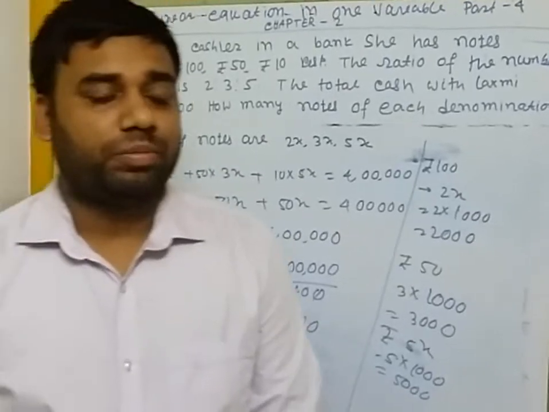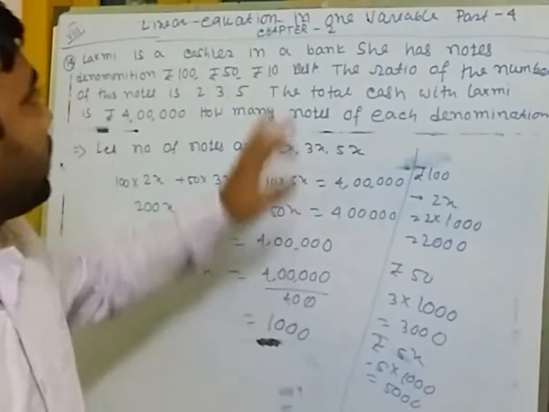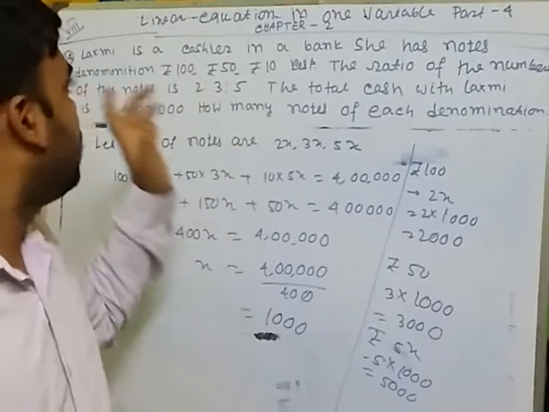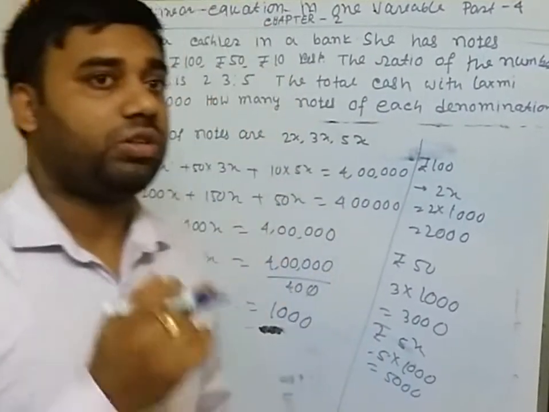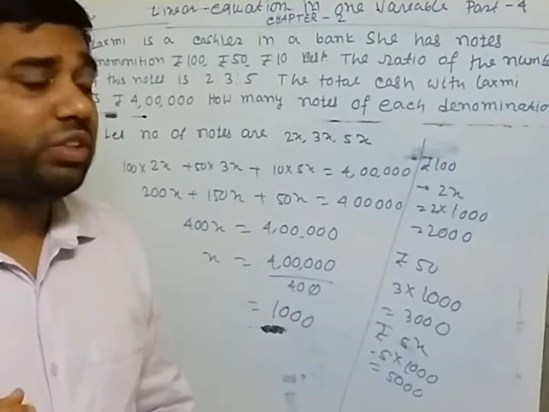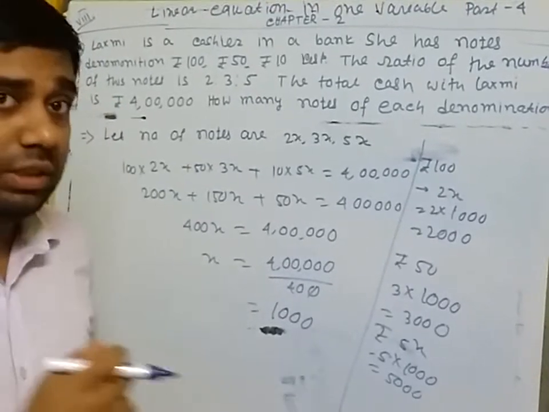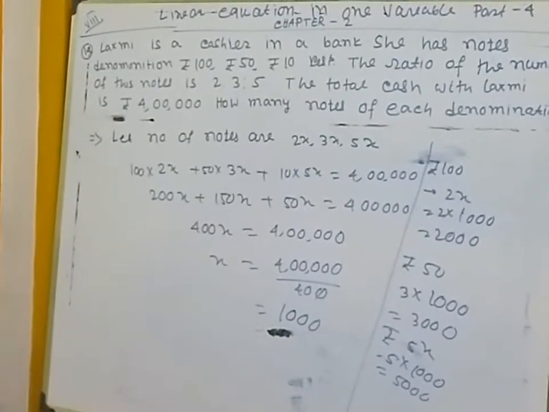Today I am going to discuss the exercise chapter number 2, that is linear equation in one variable. That is the fourth video on this chapter. Today we will start from the sum number 14. Let's see what is the sum number 14.